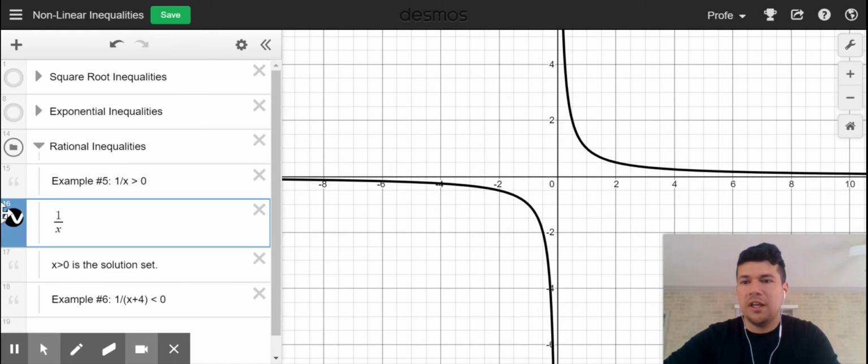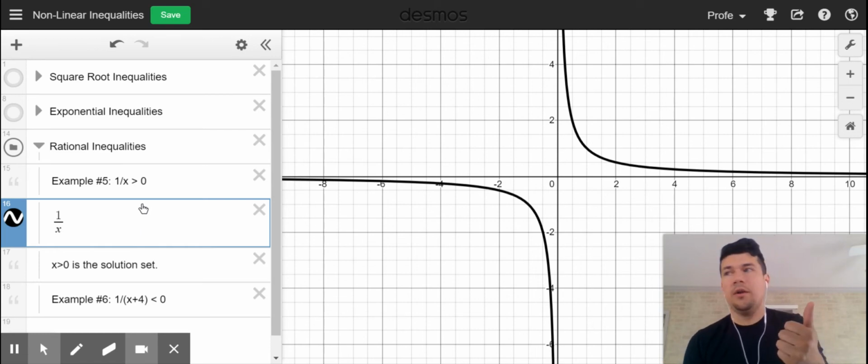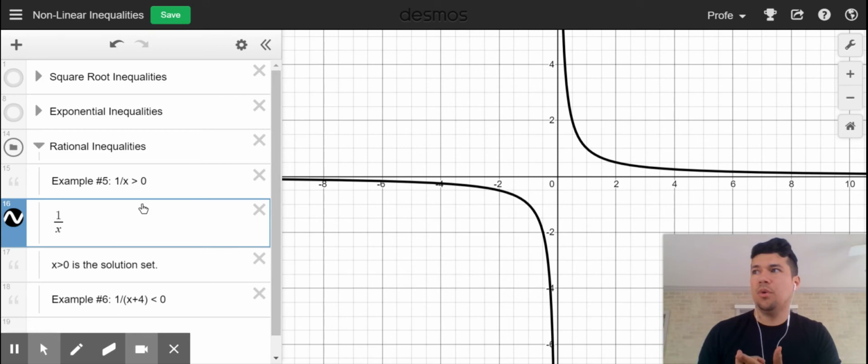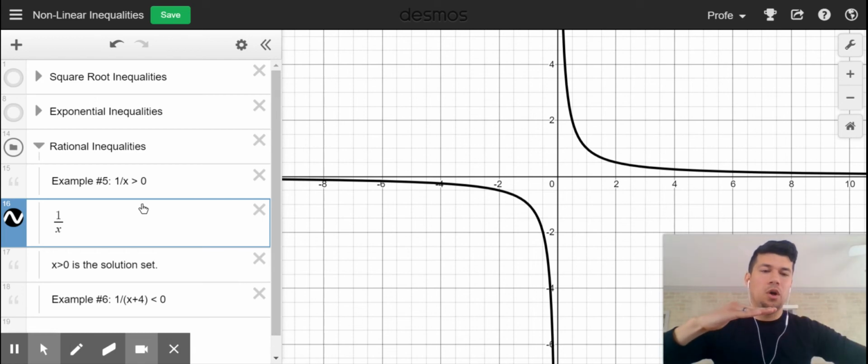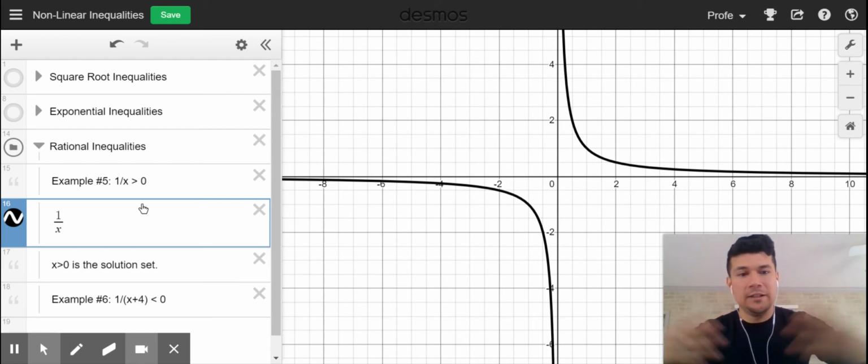So that is basically how you do these problems. You really just, 1, look at the function, and 2, look at which part of the function is above the x-axis if it's greater than, or below the x-axis if it's less than. And that's all I got for you.